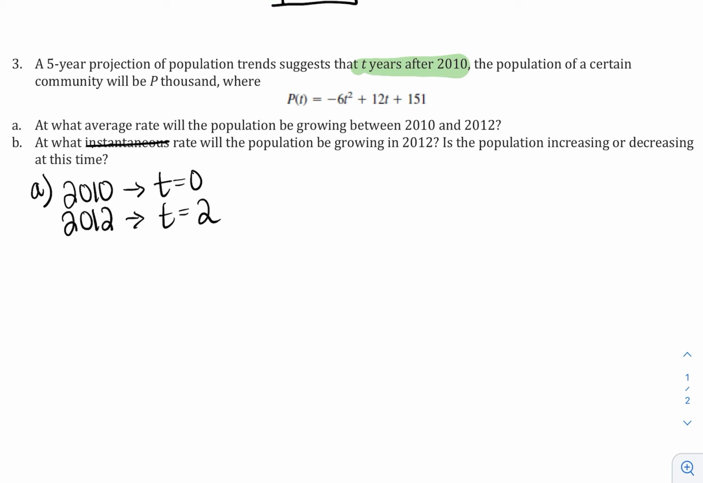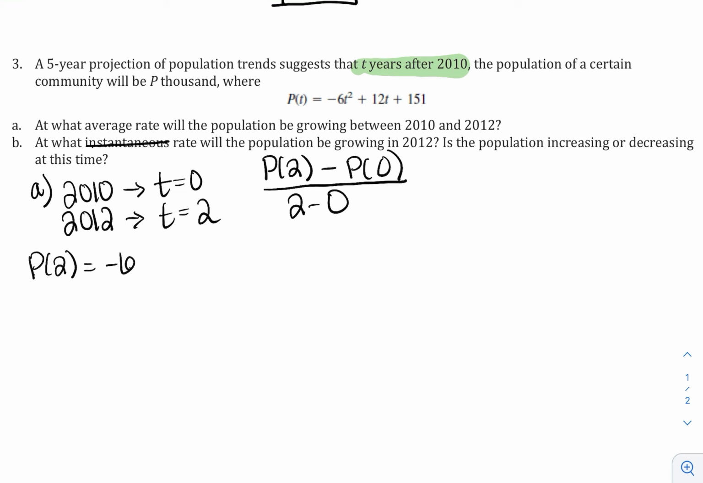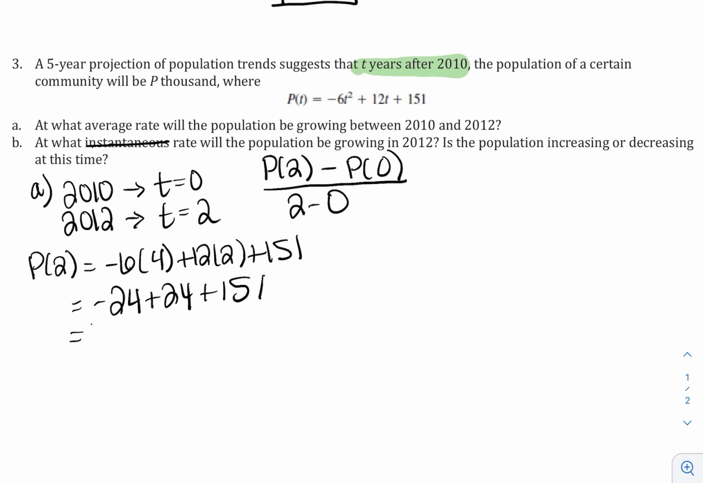So I have P of 2 minus P of 0 over 2 minus 0. So then we need to find P of 2. Let's do that on the side. P of 2 is going to be negative 6 times 4 plus 12 times 2 plus 151. So that's going to give us negative 24 plus 24. Well, that's nice. Plus 151, which gives us a perfect 151 because the 24 is canceled.